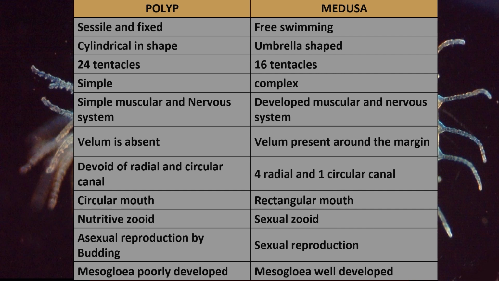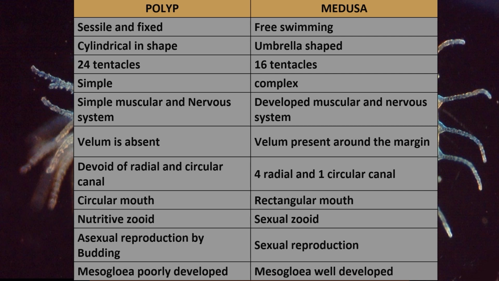Difference between polyp and medusa. Polyps are sessile and fixed. Medusae are free-swimming. Polyps are cylindrical in shape, whereas medusa is umbrella-shaped. Polyp has 24 tentacles. Medusa has 16 tentacles. Polyps are simple. Medusae are complex. They have simple muscular and nervous system in polyp. Medusae have developed muscular and nervous system.